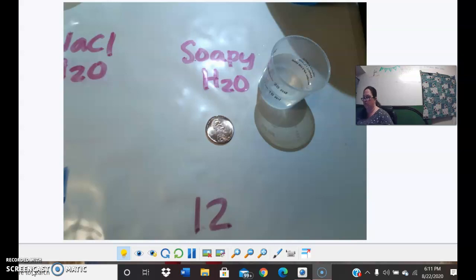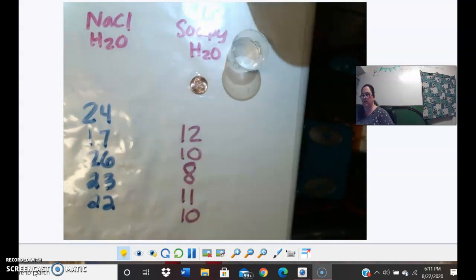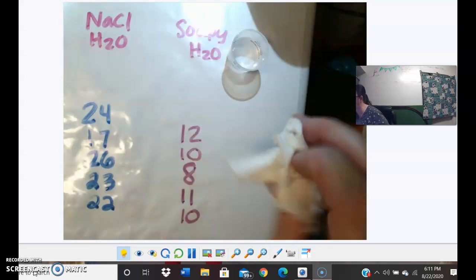All right, so I will reveal my numbers in a moment. Let's do this round 5 for the soapy penny. 1, 2, 3, 4, 5, 6, 7, 8, 9, 10. Okay, 10. I did dry the penny between each one and reapply fresh soap. Okay, so I got 12, 10, 8, 11, and 10 drops of distilled water on a soapy penny.